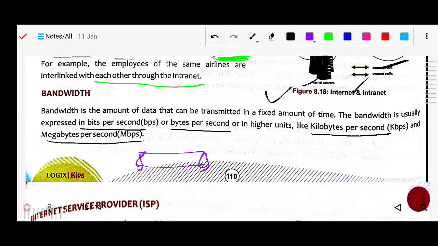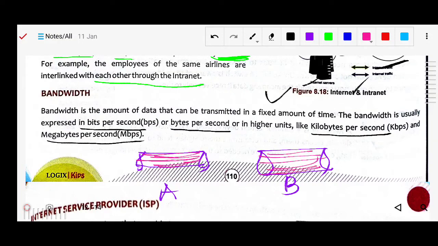Suppose we have two pipes. This is pipe A, and suppose this is pipe B. If water is flowing through them, and I ask where more water will pass, of course more water will flow through pipe B, because B has a bigger cross-section area inside the hollow region, so more water can flow through this pipe B.